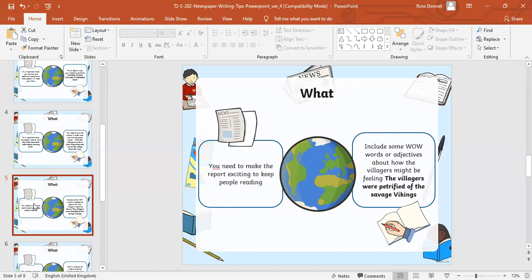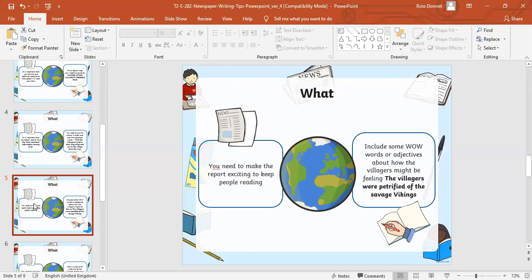Think about some wow words that are adjectives that you could use. You could think about how the villagers would be feeling. For example, I've written, "The villagers were petrified of the savage Vikings." You could write about what you're seeing, what you're hearing, what you're smelling as the newspaper reporter.